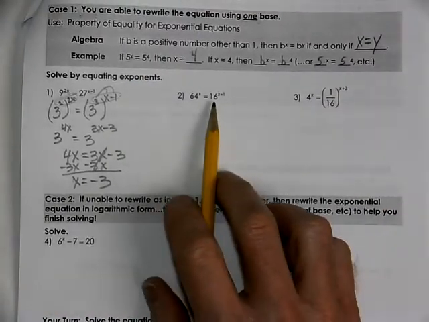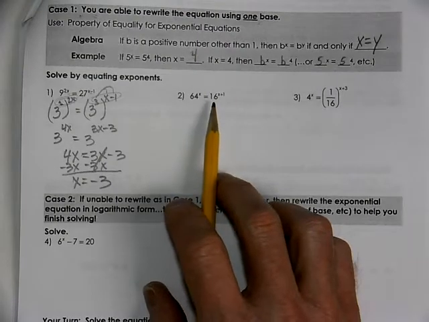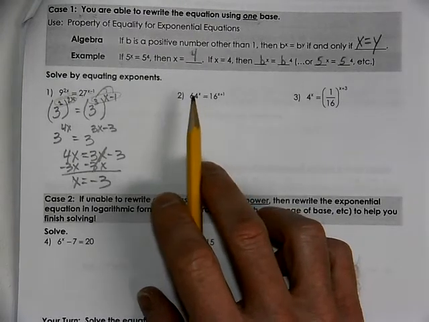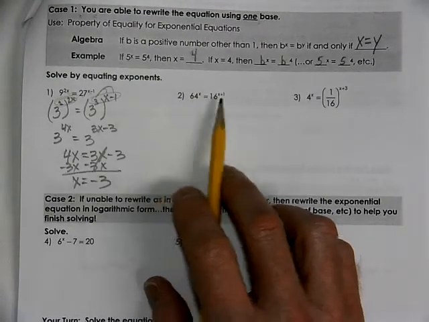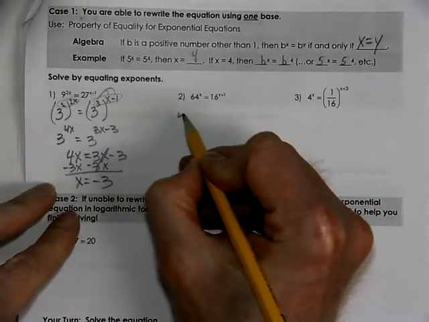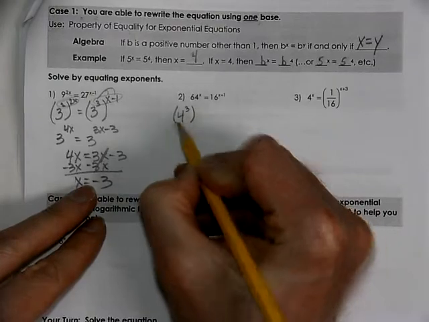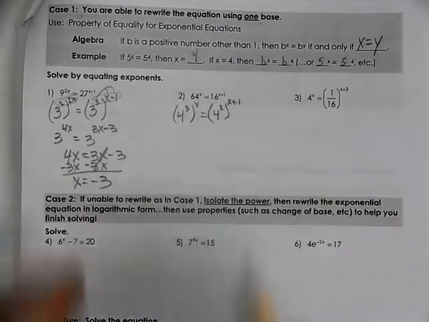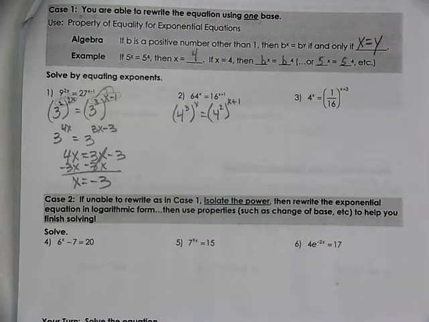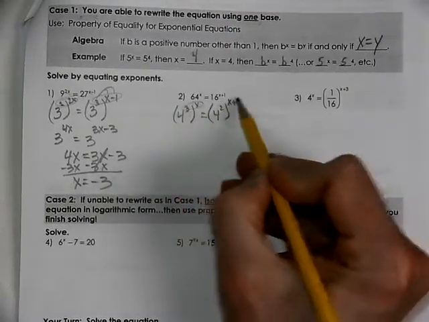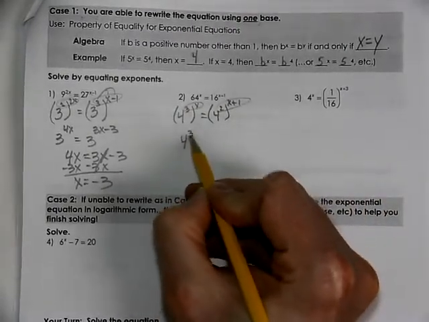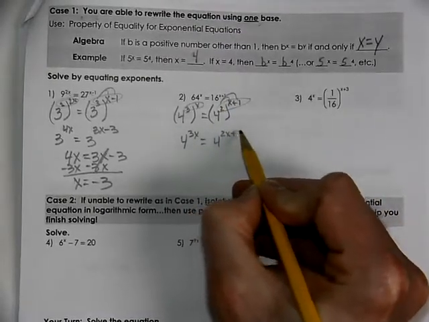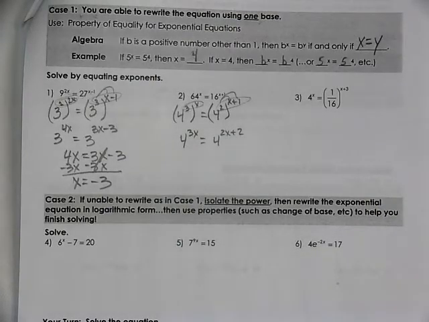Here we have 64 and 16. Using a power chart, you could look to see which column has the 64 and 16 in it. 2 can be represented, but also 4. So 4 to the third power is 64, and 4 to the second power is 16. So we'll multiply our exponents. So 4 to the 3x equals 4 to the 2x plus 2. You got to be sure you distribute it to both.